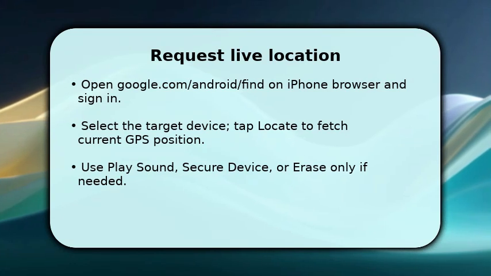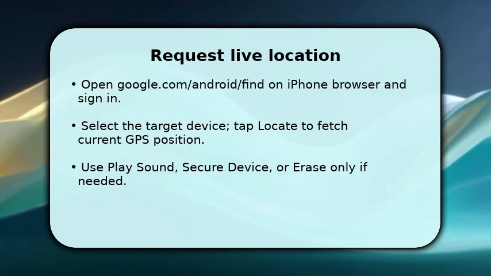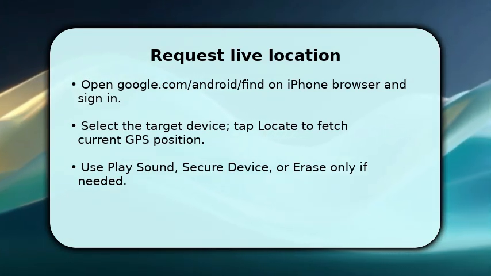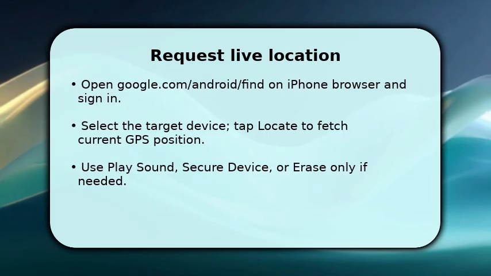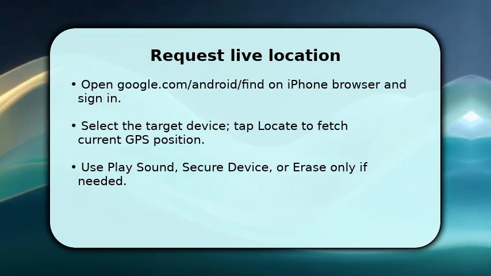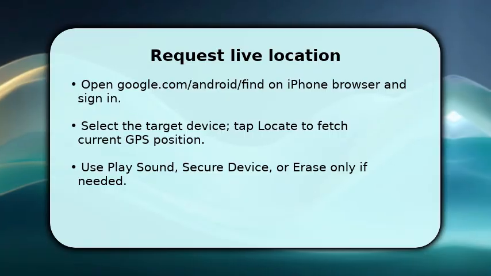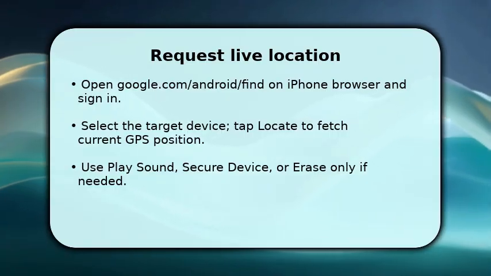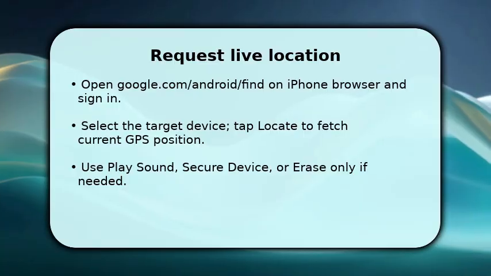On your iPhone, open Google.com/Android/find and sign into the Google account used on the Android. Once signed in, select the target device from the device list and tap Locate. Google will query GPS, Wi-Fi, and cell data to give you the best position.